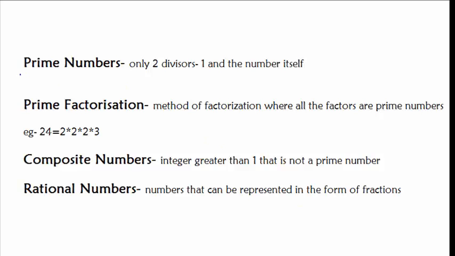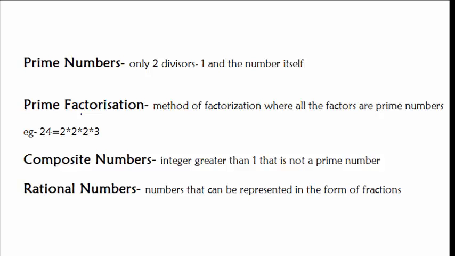So prime numbers are those numbers which have only two divisors, that is 1 and the number itself. These numbers are called prime numbers. Examples of prime numbers are 2, 3, 5, 7, etc.